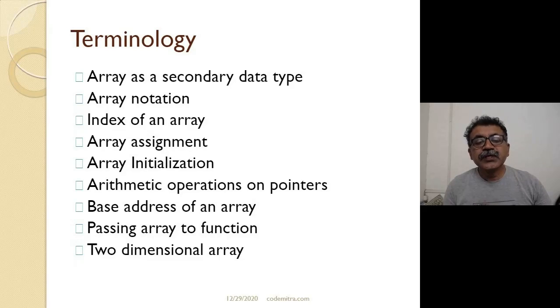Then which are the various arithmetic operations on pointers. So this is where pointers will reappear. Then the base address of an array. In my opinion, this point, the base address of an array, is the highlight of this chapter, because once you understand this concept, it will help you throughout the rest of the contents of the C programming language.